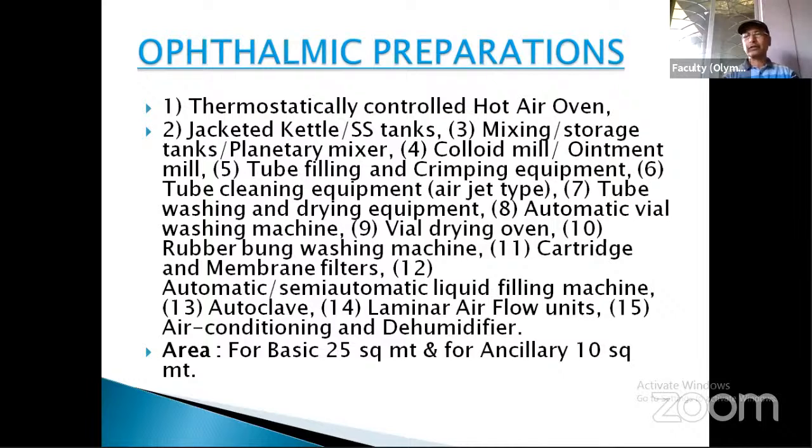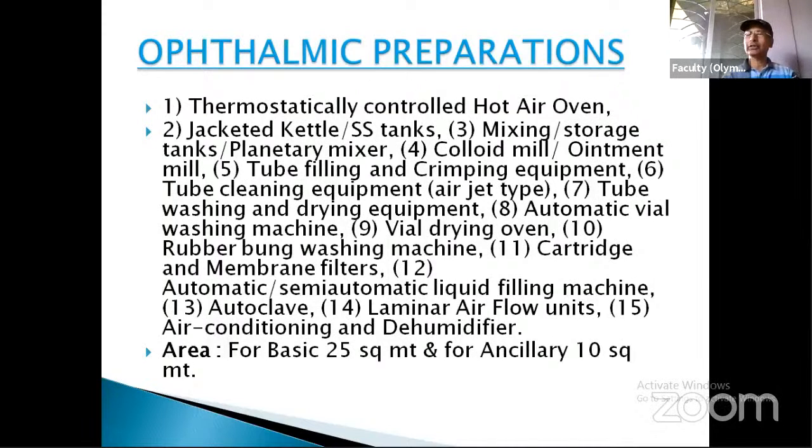Cartridge and membrane filters: after liquid preparation, you have to filter it through membrane filters, and cartridges are required for this filtration. Automatic or semi-automatic, better is automatic, liquid filling machine you have to provide for ophthalmic solutions. Autoclave is necessary for sterilization. Laminar airflow units: the filling will be done under laminar airflow workbenches, such that a proper HEPA filter is placed in the laminar airflow, and so filtered, bacteria-free air will be coming when you are exposing your preparation during the filling operation.